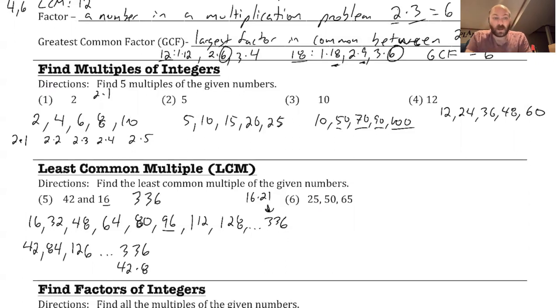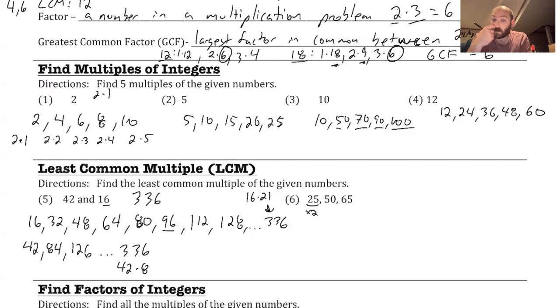All right, so find the least common multiple of these given numbers, 25, 50, and 65. Here's a nice thing about this. There's 3 numbers, but if you recognize that 25, if I multiply that by 2, that's going to give me 50.